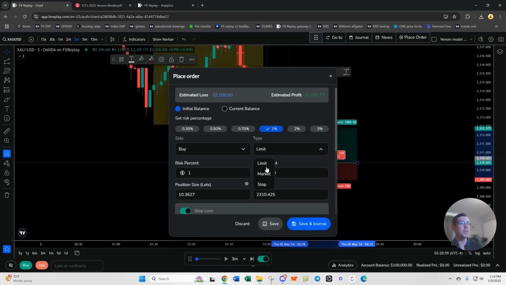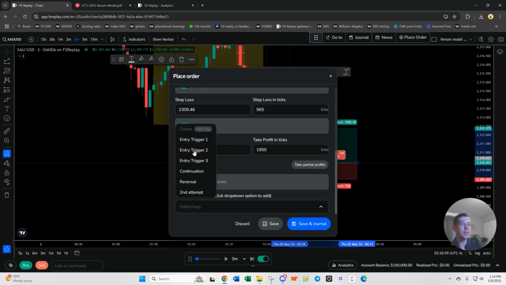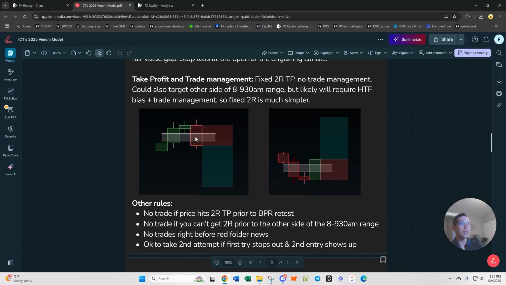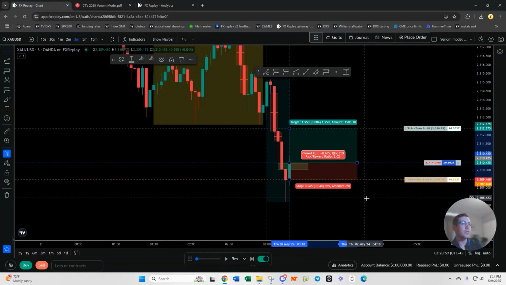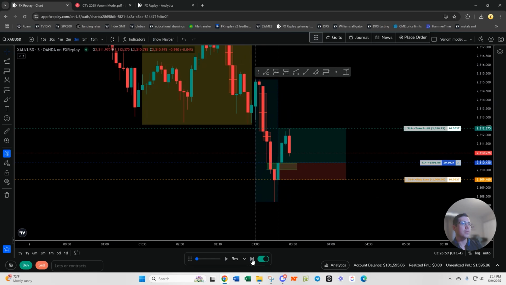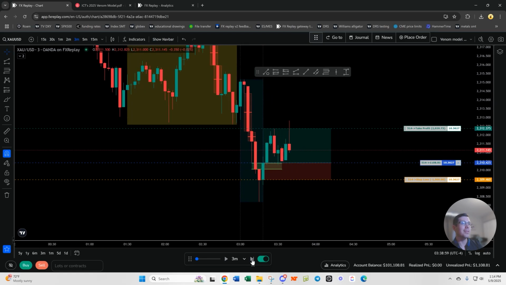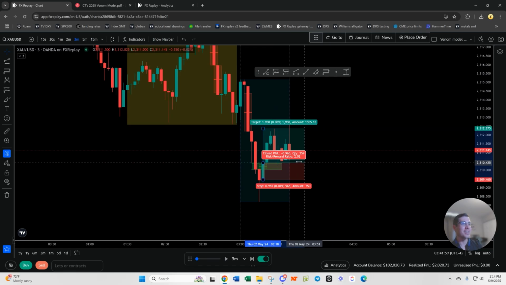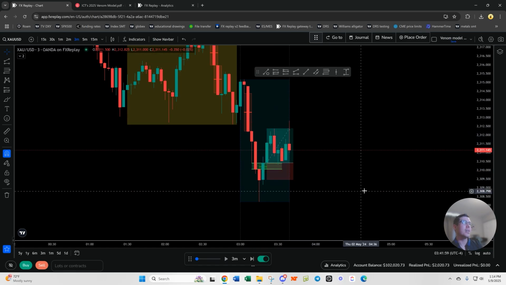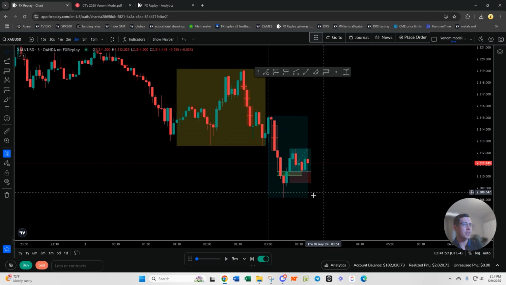So we'll place an order, we're going to do a market order. We're going to call this entry trigger 2 because it's this kind of breakout trigger. I'll save it and we'll see what we get. Okay, cool. We stopped at just shy of where take profit was, but did end up hitting it. So nice win right off the bat. And that's it. That's all you need for this first session.